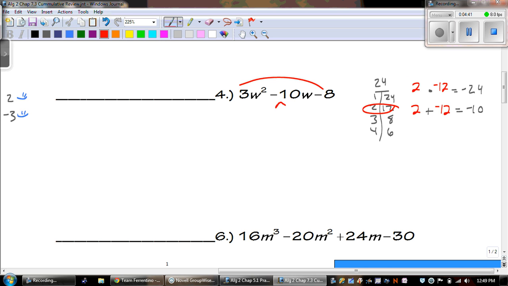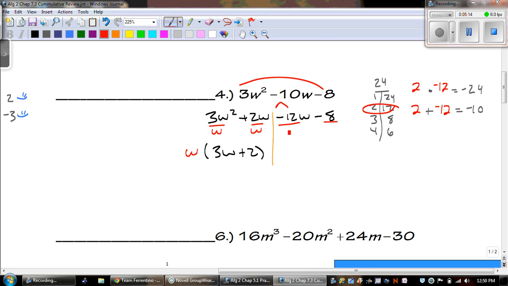All right. This time we have to split the middle term. We have 3w squared plus 2w minus 12w minus 8. And you can either do box method or split the middle term. Okay? I'll split it this time, and next one I'll do the box. Okay, so the GCF of the first group is W. The W comes out front, and we're left with 3W plus 2.